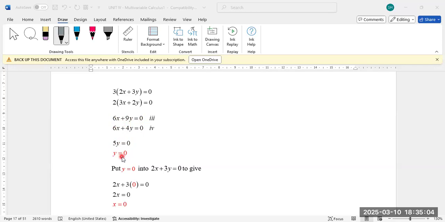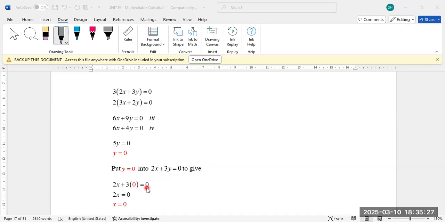And what I'm doing there is putting y equals 0 into equation 1. I can put it in equation 2 as well. So 2x plus 3 times 0. Remember, y is equal to 0. Is equal to 0.